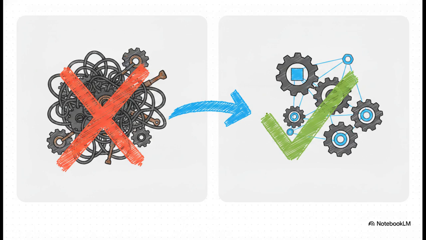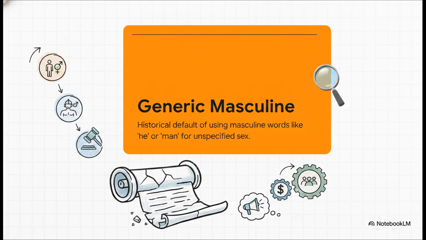Now contrast those with crisp modern system upgrades like police officer, artisan, or business executive. These upgraded terms are totally role-centric. They focus purely on the actual function being performed, which optimizes your talent acquisition engine without assuming anything about a person's identity. Now, the root cause of this linguistic glitch is what experts call the generic masculine.